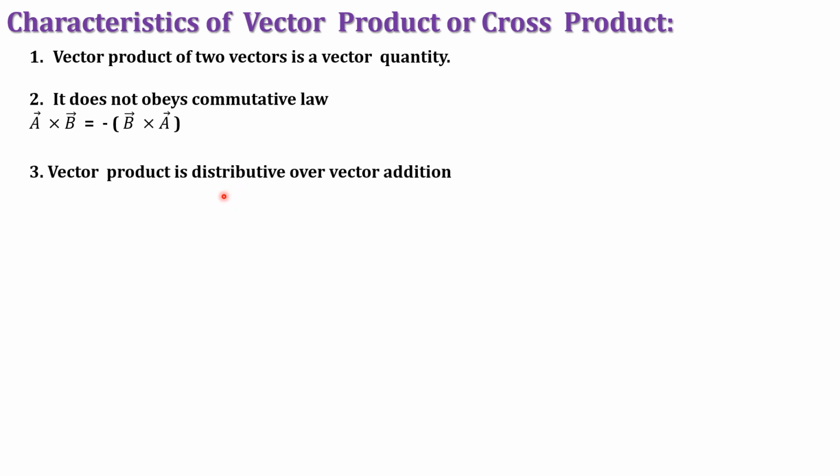The third characteristic is that the vector product is distributive over vector addition. Now how do we explain this characteristic? Here we take the cross product of vector A with B plus C. Then it obeys that the product is distributive over the vector addition. Simplifying the bracket, we get vector A cross vector B plus vector A cross vector C.